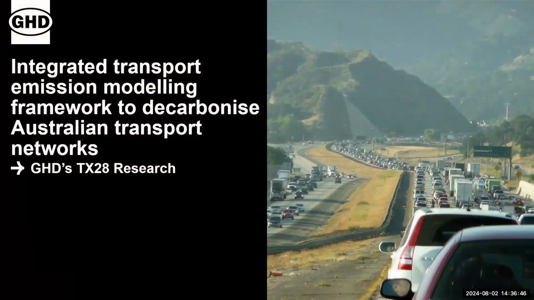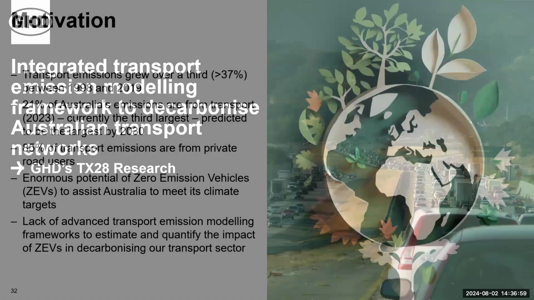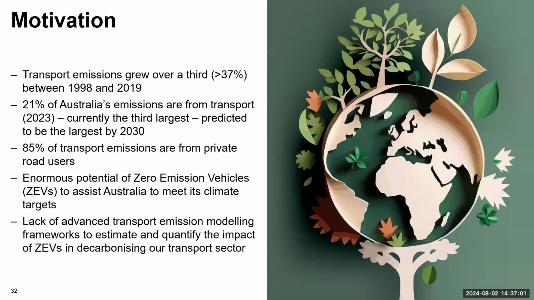So this was about the transport emission modeling framework to decarbonize Australian transport networks. This was funded internally by GSG's TX28 research fund. And the motivation of this study was mainly the alarming increase in transport emissions, and how it is going to be one of the largest by 2030 when it is considered in the Australian transport context.